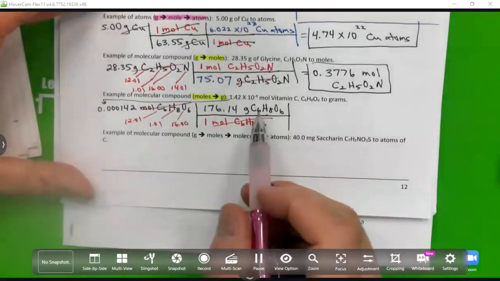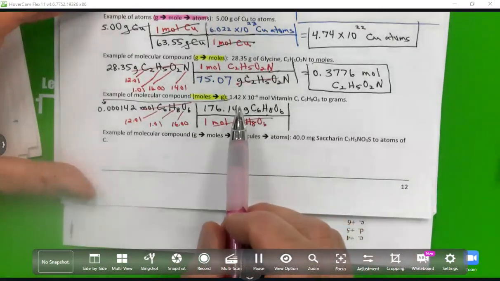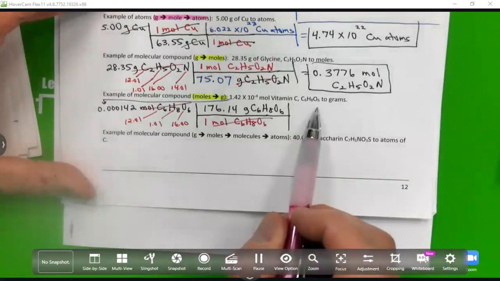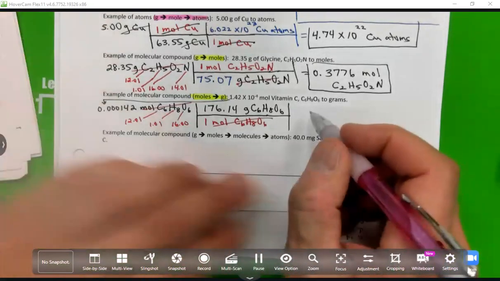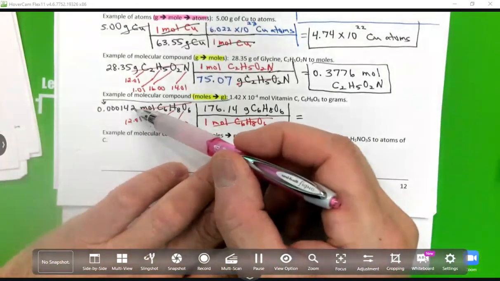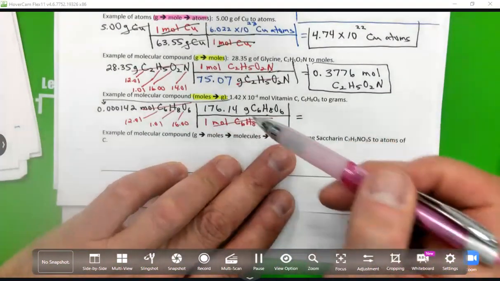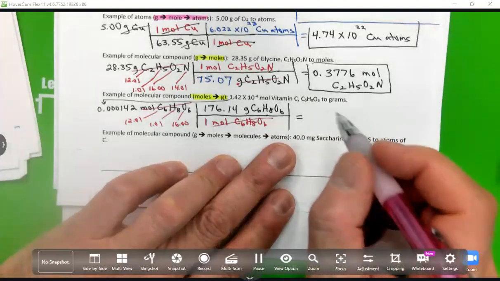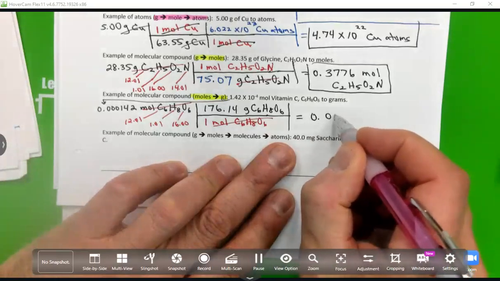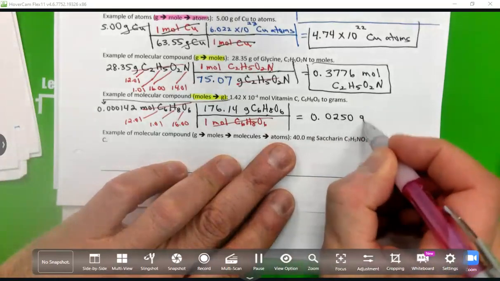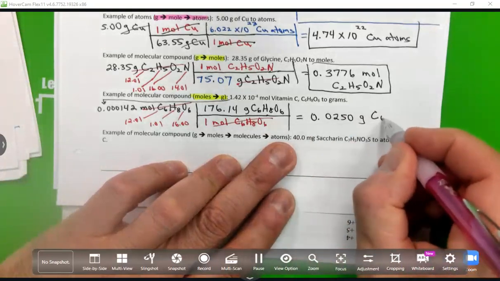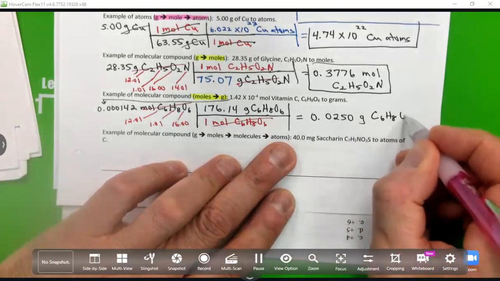I want grams, moles to grams. Okay, so I'm done. I start out with 3 sig figs. I got 5 sig figs. We're going to do 3 sig figs, and we're going to get 0.0250 grams to 3 sig figs, and that's grams of C6H8O6.